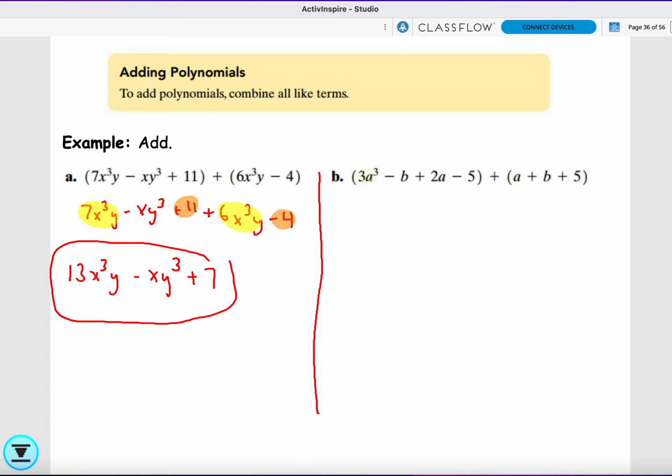So there's no a cubed, that's by itself. Then we have b. B is over here. And then we have the a term. And then we have the constant term. So bring down the 3a cubed. Minus b plus b cancels out. 2a plus a is 3a. Negative 5 plus 5, they cancel out. So this is our final answer.